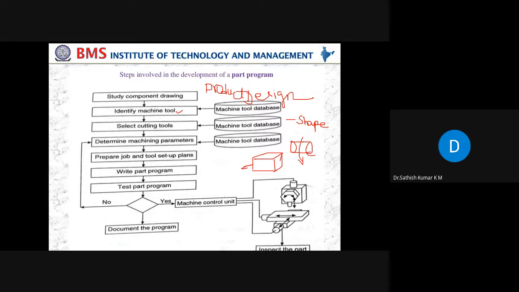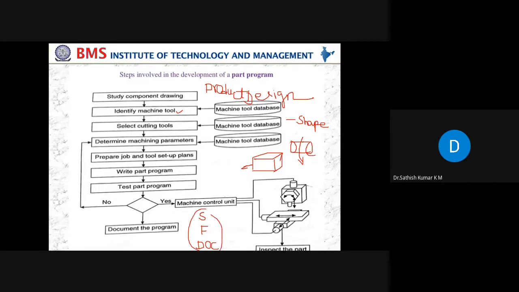What is a machining parameter? Machining parameters are, very importantly, speed, feed, and depth of cut. These three are generally called the machining parameters for a machining process. What should be the speed of the operation? What should be the feed? What should be the depth of cut? Depending upon the type of operation, you are going to choose these three different parameters.